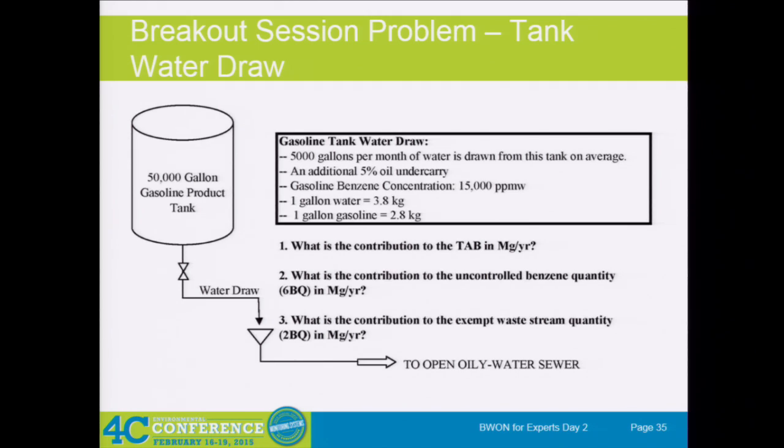Organic phase, the same thing there, except you're using a different conversion factor, and your quantity is 5% of the 5,000, right? And you're using the 15,000 ppm. And you come up to 0.126 and add the two together, and you should have gotten 0.16 for the tab. And what's the contribution for the 6BQ or 2BQ? Is it any different? No, because the whole stream is going to the uncontrolled sewer.